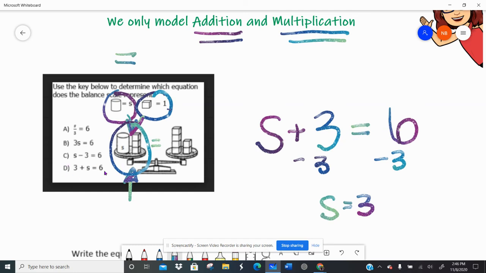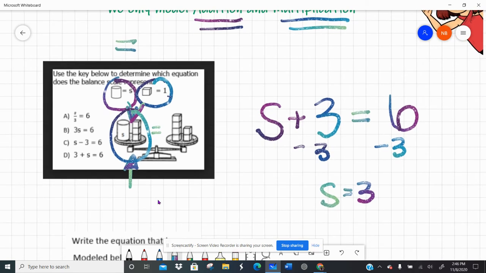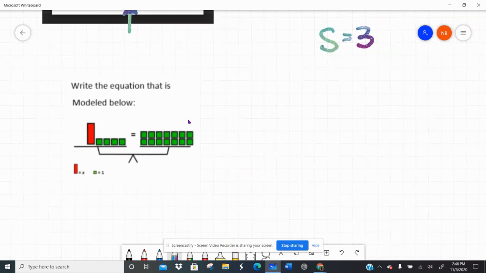And if you look here, the answer was D, 3 plus s. Remember, with addition, they're interchangeable, right? It's called the commutative property of addition. s plus 3 is the same as 3 plus s. So don't let that confuse you. All right, let's take a look at another.